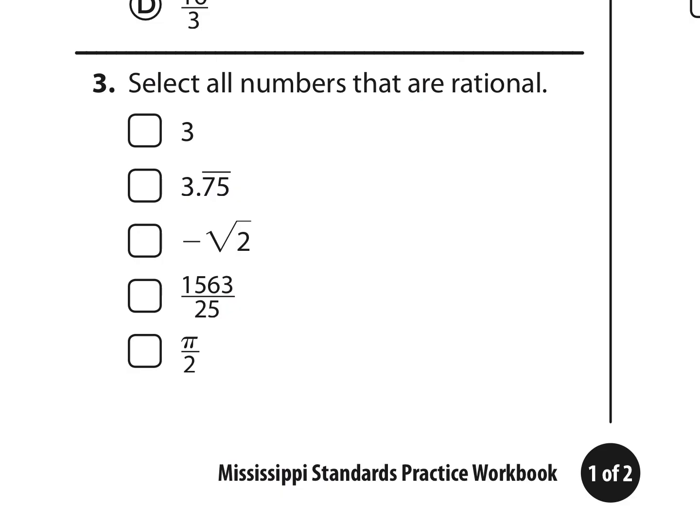Let's look at number 3 together. Select all numbers that are rational. We'll go back to that list. Number 3 is an integer, so it's rational. 3.75 repeating is a repeating decimal, so it's rational. Skipping over to the 4th choice, it is a fraction, so it is rational.